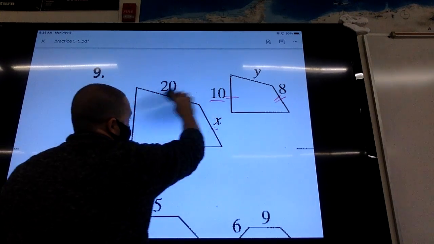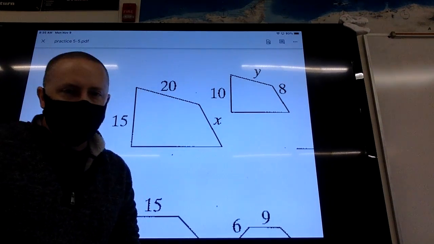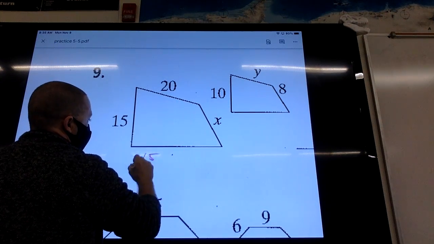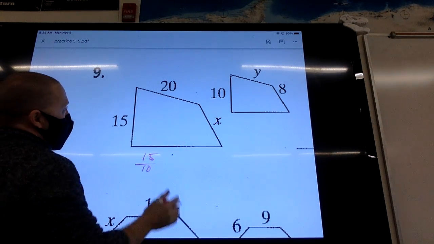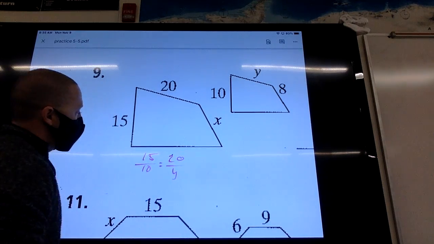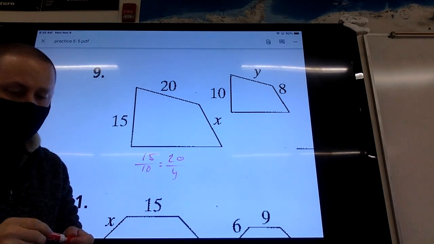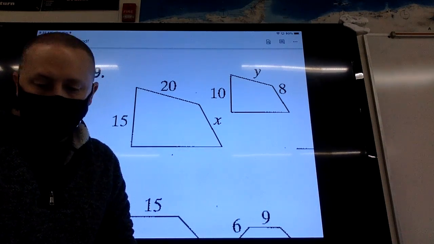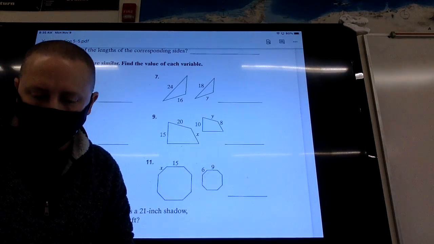And how I could solve for y is by doing something similar. I could go 15 over 10 again, because those really aren't changing. And then I can go 20 over y. And then I do the cross products and I solve for y, and I'll have my value. And I'll have two answers for number 9 there, because there are two variables I'm looking for.